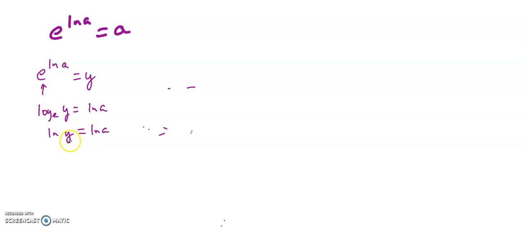Well, golly, if these two natural logs are equal, and because they're one-to-one functions, I know that if the natural logs are equal, then their arguments must be equal. So y must be a. Well, if that's the case, then this y here must just be a. And that is why e to the ln of a is just a.